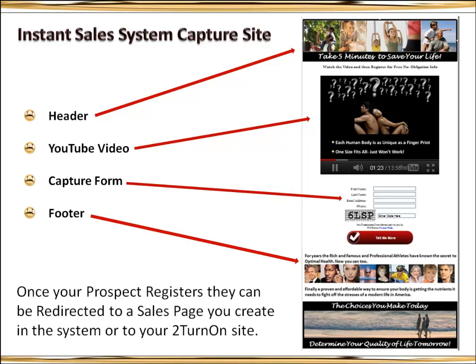Once your prospect registers, they can be redirected to a sales page that you create in the system that gives them more information, more compelling information about the turn-on program, the product, all that kind of thing. Or you can send them directly to your ToTurnOn site. And by the way, one of the neat things about this system is any of these things can be changed at any given point in time. You want to change the header? Easy. You want to change the video? Piece of cake. Very, very simple.